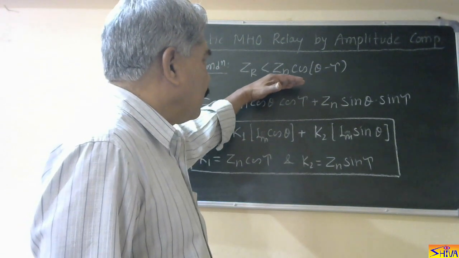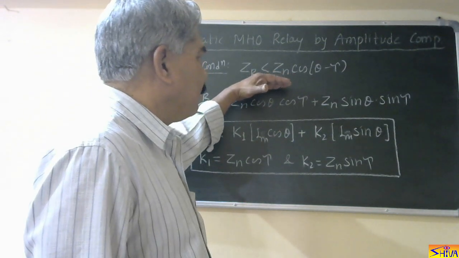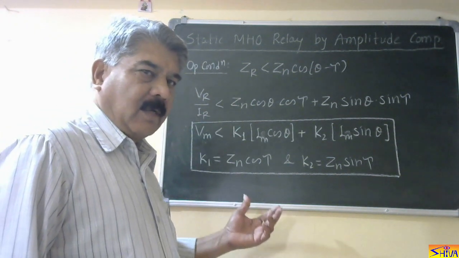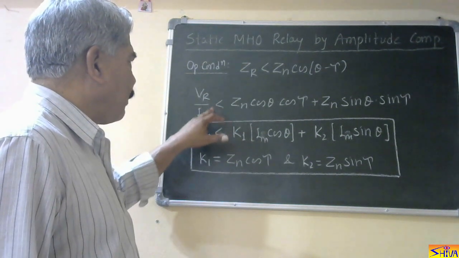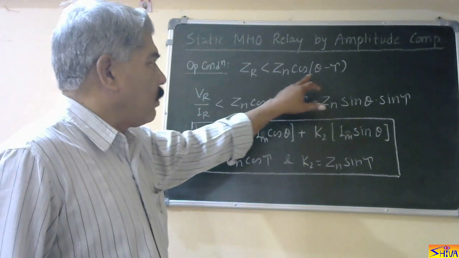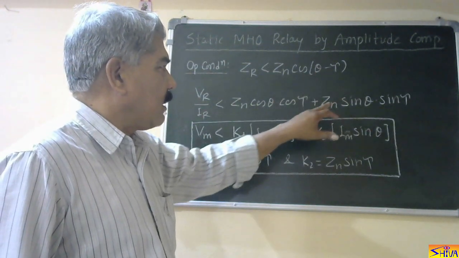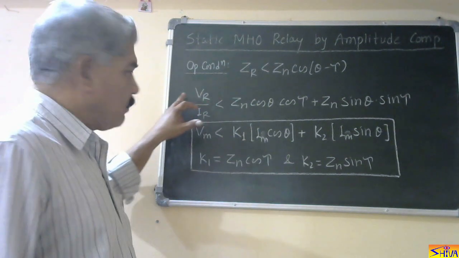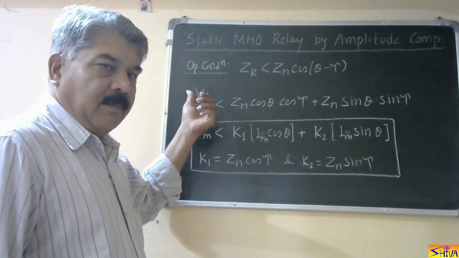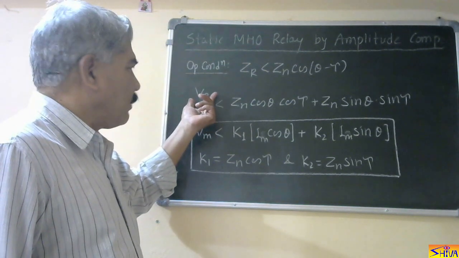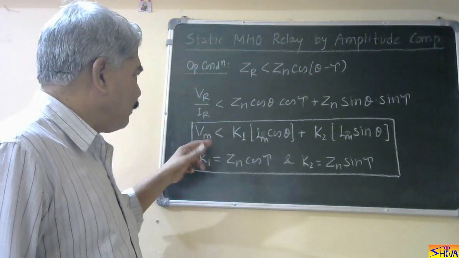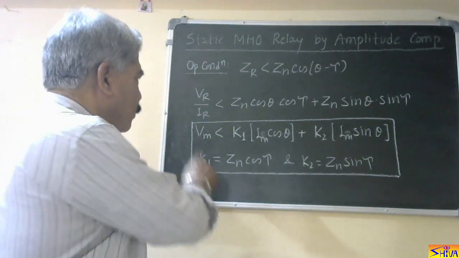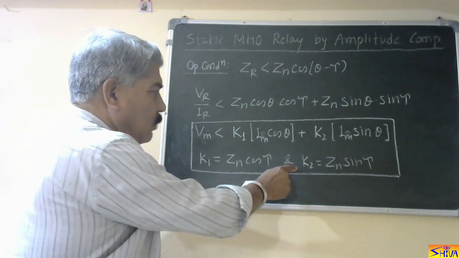Now let us expand this condition. Let us start with this basic equation and generate the operating condition for the static amplitude comparator Mho relay. So Zr, that is Vr upon Ir, should be less than Zn. I am writing cos(theta minus tau) as cos theta cos tau plus sin theta sin tau. So it is Zn cos theta cos tau plus Zn sin theta sin tau. Now Zr is written as Vr upon Ir. If we multiply numerator and denominator by root 2, we get the peak values of the voltage and current, that is Vm and Im. So you can write Vm should be less than K1 Im cos theta plus K2 Im sin theta, where K1 is Zn cos tau and K2 is Zn sin tau.